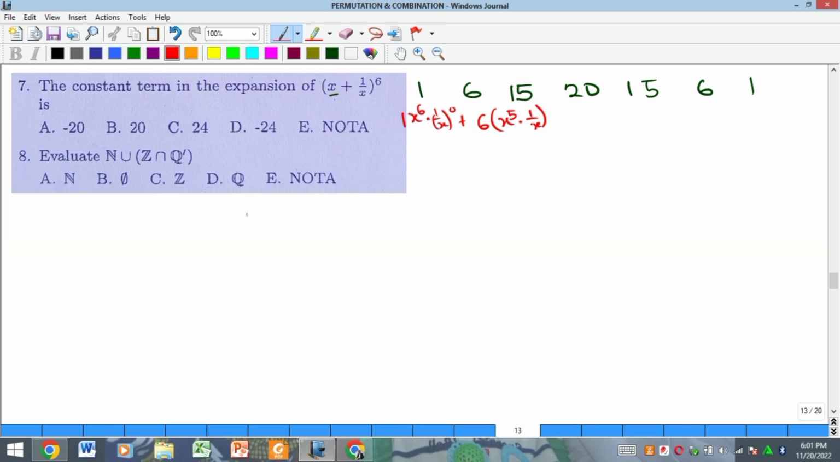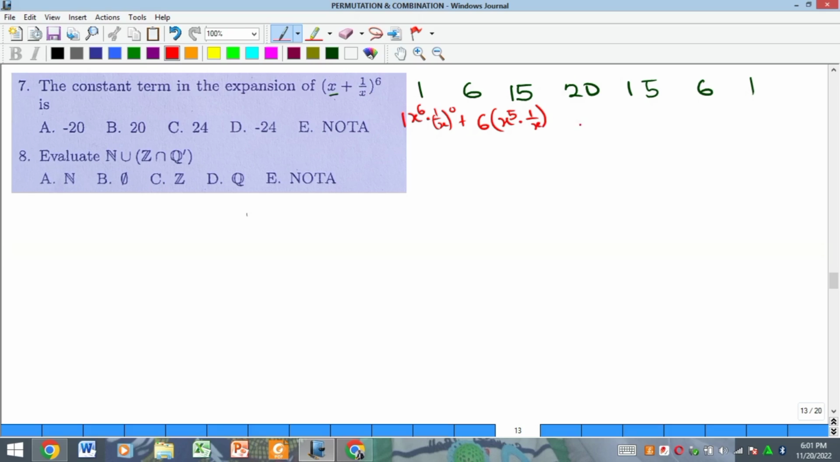Now, there is no need to do all of this because they just asked us for the constant term, meaning where there will be no x at all. And remember that in this expansion, you are expected to ensure that the sum of the powers must be 6. This is 6 plus 0, which is 6. 5 plus the power here, 1, is also 6. The next one will be 4 plus 2.